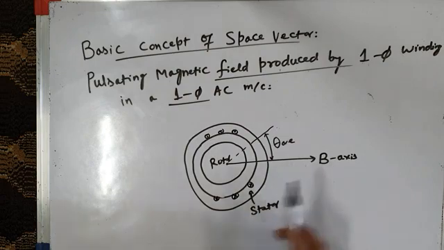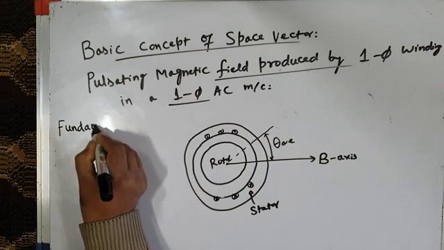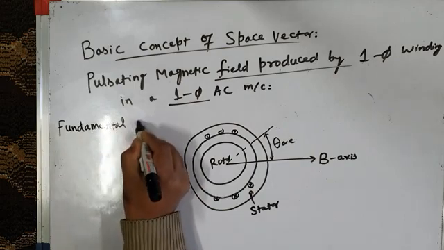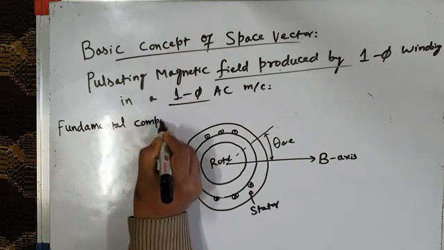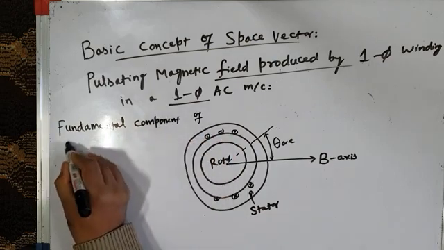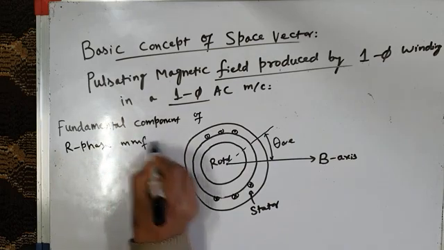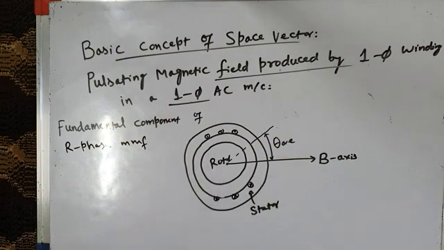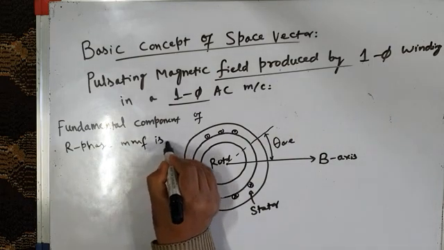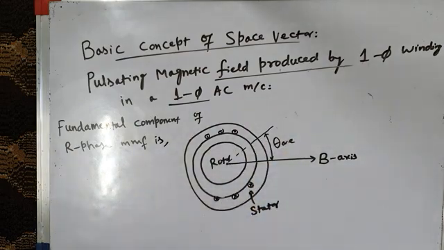So I will write here the fundamental component of R phase MMF. I take this phase as R phase. It is a single phase machine, so there is only one phase, so let me call this phase R phase. So what is the fundamental component of R phase MMF? The MMF produced by the currents flowing in these windings.